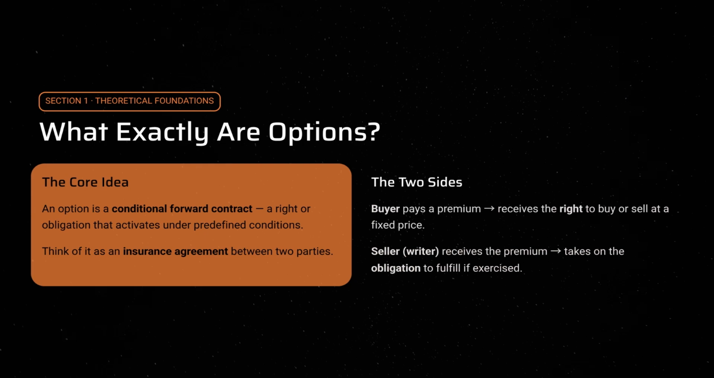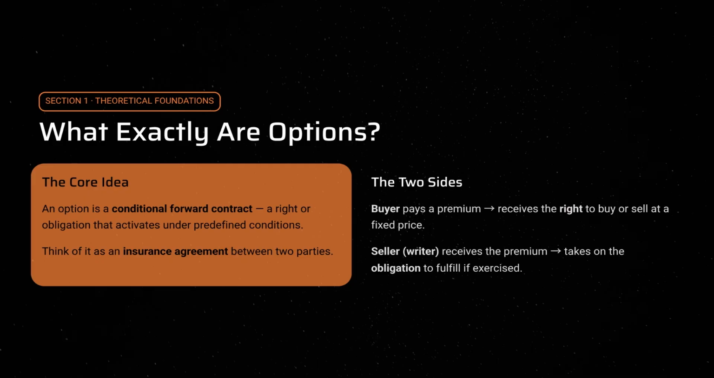Theoretical foundations. Let's begin with the fundamental question. What exactly are options? Options are standardized financial instruments that belong to the group of derivatives. A derivative is a product whose value is based on or derived from an underlying asset. This underlying asset can take many forms, such as stocks, indices, commodities, currencies, or bonds.